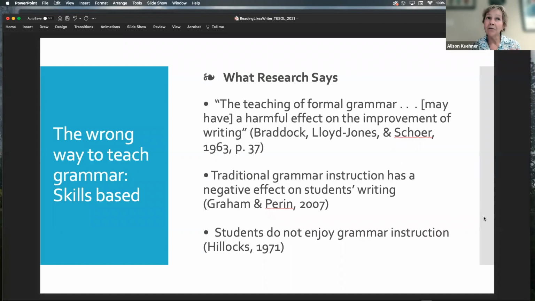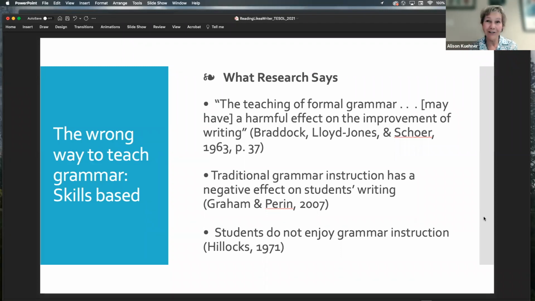Okay. So let's talk a little bit about grammar and how to teach grammar and what research has said about teaching grammar. So perhaps it will come as no surprise that teaching grammar in a sort of formal skills-based way where you put students through grammar exercises is not a very effective way to teach grammar to students. As a matter of fact, it seems to have a harmful effect on improving writing.